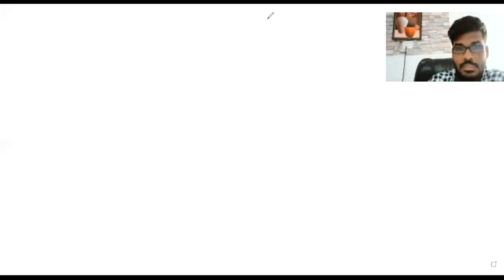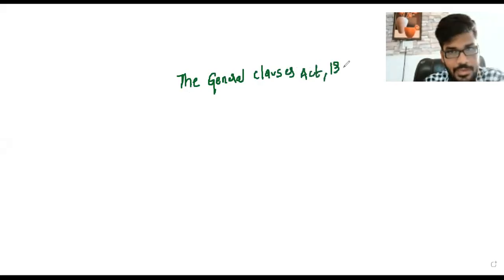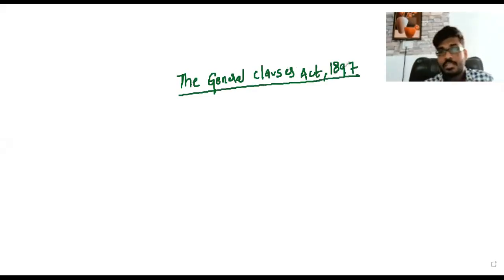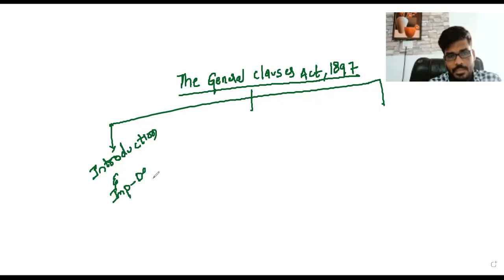So listen. So we have discussed the concept related to the General Clauses Act, 1897. This is our topic. Sir, these acts are generally classified into three parts. First part is nothing but introduction, along with some important definitions. This is the first part.